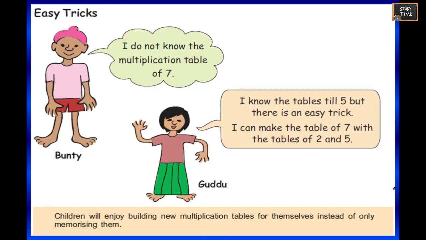Next, easy tricks. I do not know the multiplication table of 7. Being a 4th standard student, you would have known at least up to 15 tables. But this Bunty does not know the multiplication table of 7. But Gudu says, I know the table of 2 and 5, and there is an easy trick. I can make the table of 7 with the tables of 2 and 5. So why 2 and 5? Because when you add 2 and 5, you will be getting 7. 2 plus 5 is 7.